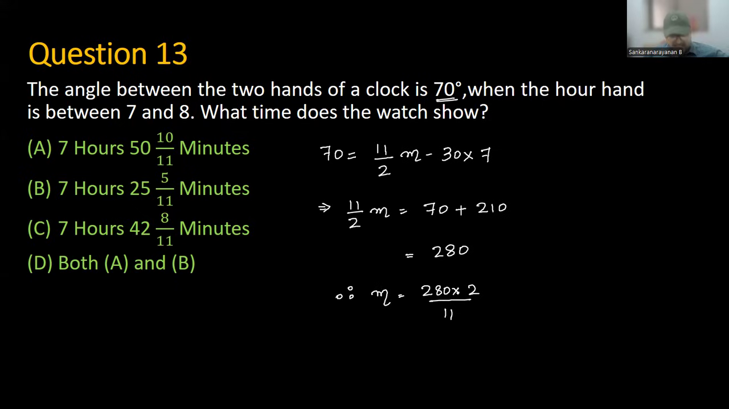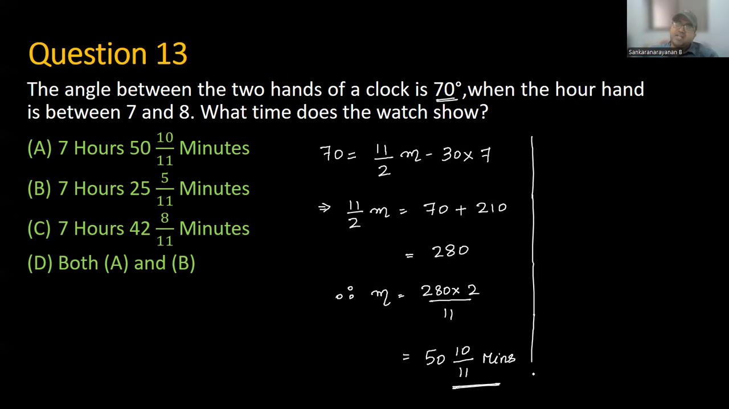Okay, so please be aware of this possibility. When I calculate it, I can see that 280 into 2 by 11 will be coming as 50 and 10 by 11 minutes. So one time that I can consider will be 7 hours, 50 and 10 by 11 minutes. Got it? But let's not conclude that option A is our answer. We have to consider the other possibility as well.